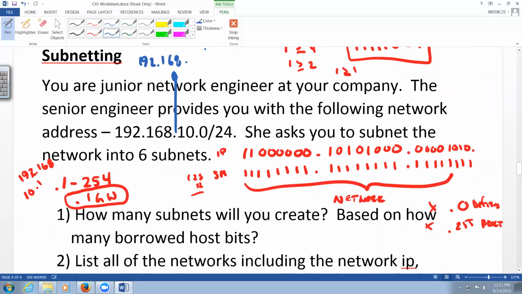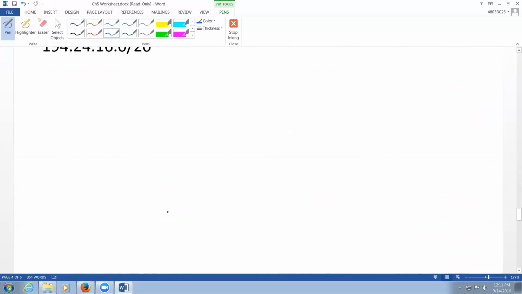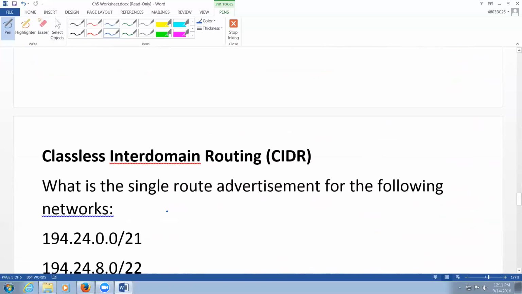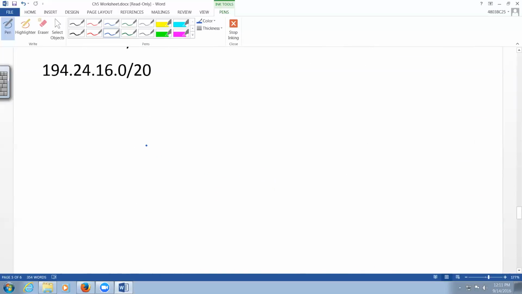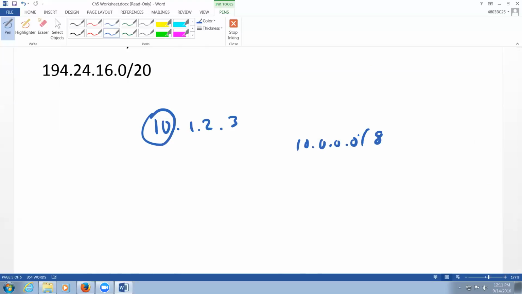What about if this was like a 10? Well, actually, we'll get evil for a second. If we do 10 down here, this is 10.1.2.3. Because it started with a 10, it's automatically a class A. So what's its subnet mask? 255. So we could say 10.0.0.0/8. The 10 is the network part. So what's the host part? 0.0.1.